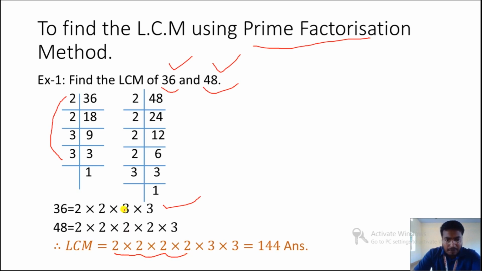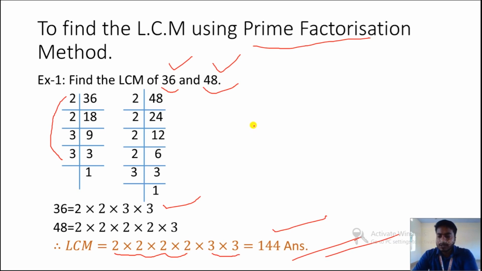Alright. After that, next number, what do we have? 3. For 3, you see we have here 2 times and here we have only 1 time. So how many times will we take? 2 times. You can see 1 and 2. And after that, just multiply these numbers, and you will get the LCM. Alright, this is how we have to find the LCM of the given numbers. And the LCM we got is 144 for 36 and 48. Am I clear to you all?